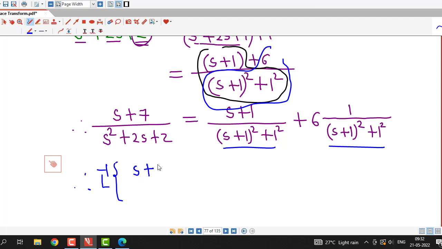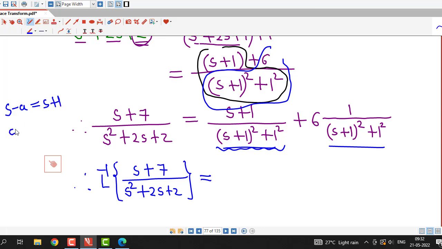Therefore, L inverse of (s plus 7) divided by (s square plus 2s plus 2) equals L inverse of this. Here we have s plus 1, and if we compare with s minus a, we will have a equal to minus 1 and the value of b is 1. And because we have (s plus 1) divided by (s plus 1) square plus 1 square, we will have the cosine function and e raised to at. The value of a is minus 1, so e raised to minus t. The value of b is 1, so we write cos t.